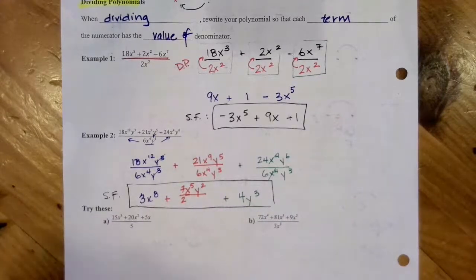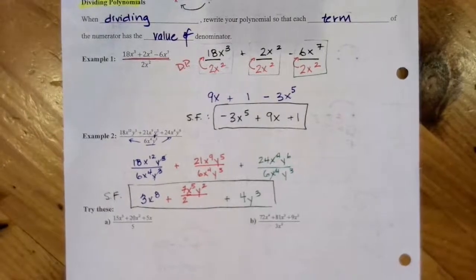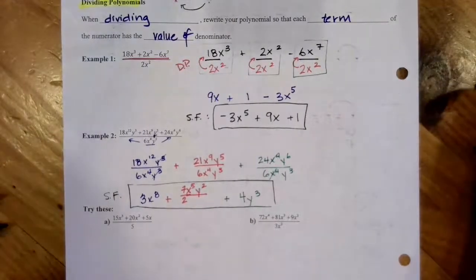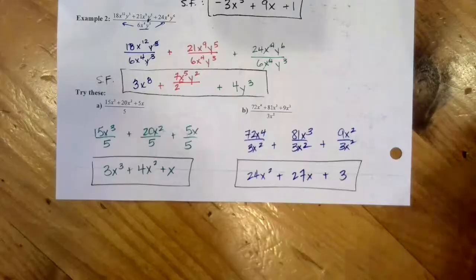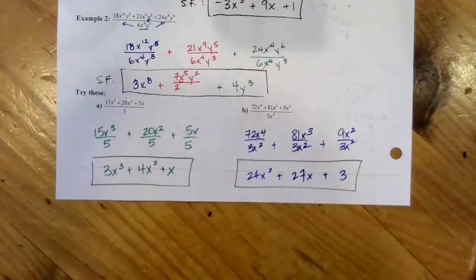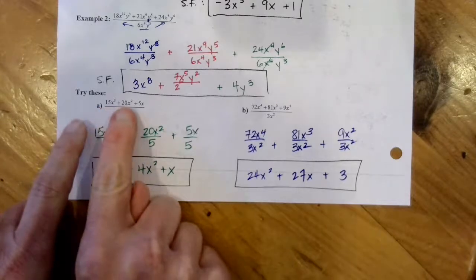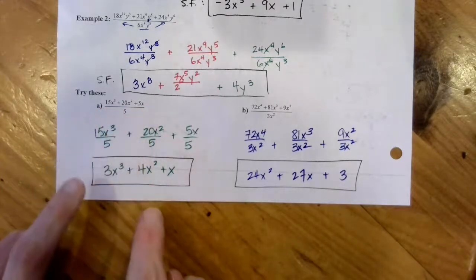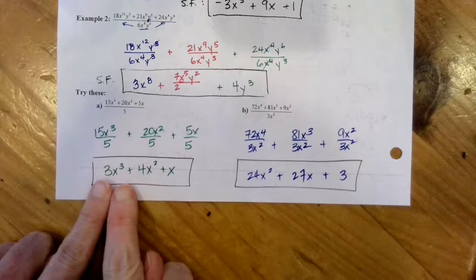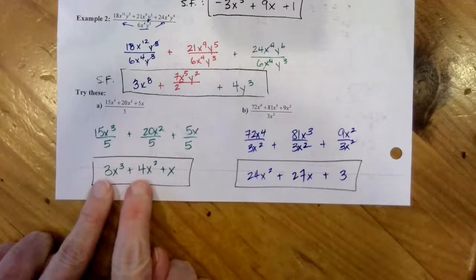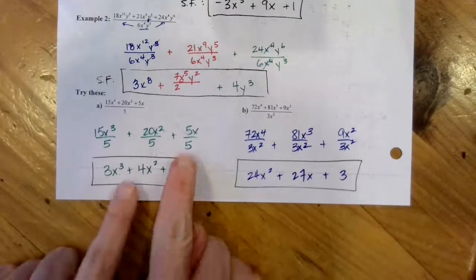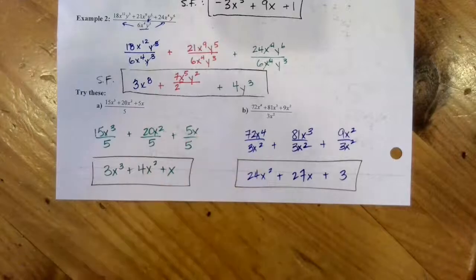All right, go ahead and pause the video and see if you can do these next 2 examples and check back in. Okay, so check your work with mine. Each of the 3 terms gets divided by 5, leaving me with 3x cubed plus 4x squared plus x. My 5's cancel out, but you still have an x there.